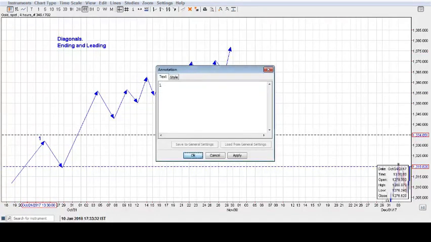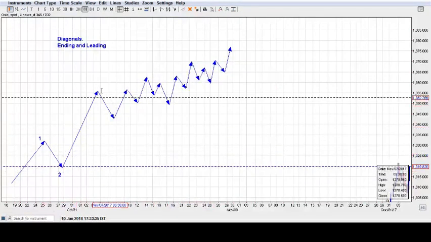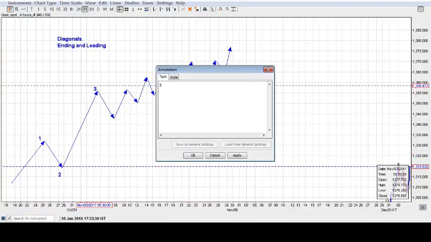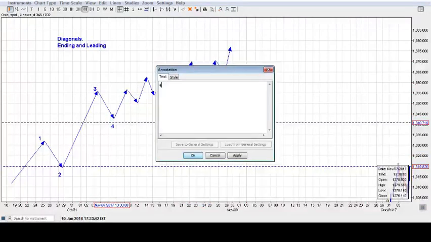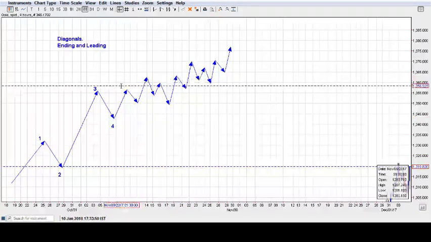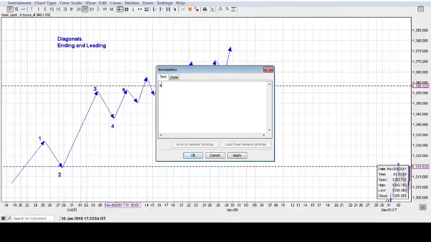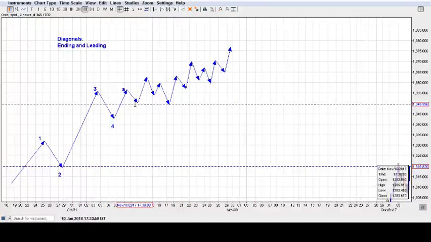Let's label this chart. We got waves 1, 2, 3, wave 4, and now begins the diagonal structure. If you notice, let's first do the labeling. That itself should clear up things.